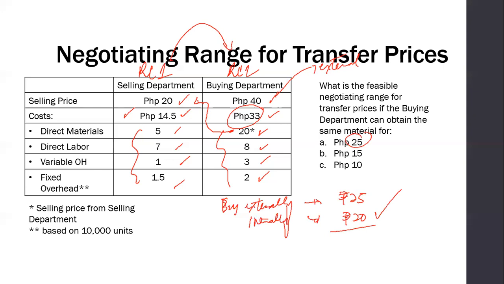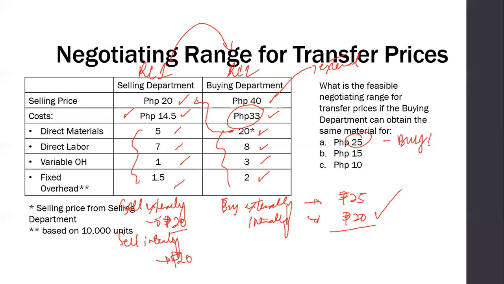Let's look at the selling department. He can sell externally at 20. Yun naman talaga yung selling price niya. Or sell internally at 20. Kasi yun naman talaga yung selling price niya. So, indifferent siya. So therefore, the decision will be to sell.